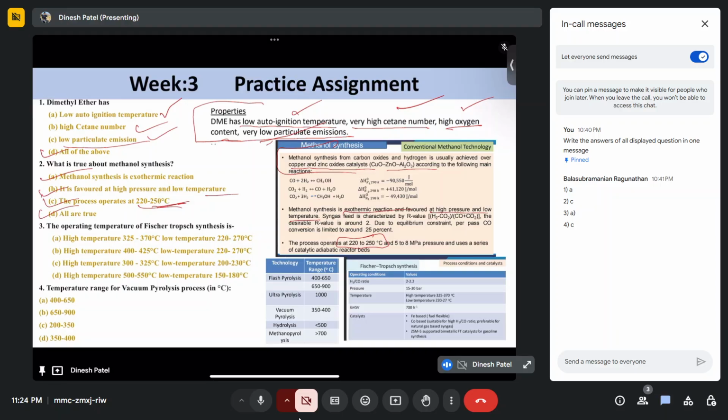The operating temperature of Fischer-Tropsch synthesis is. So you can see this is the Fischer-Tropsch synthesis, and these are the different operating conditions. Here it is asked about the high temperature and low temperature. So you can see 325 to 370, and low temperature, that is 220. There is a correction in the slide. This is 270. So the correct answer is A. Temperature range of vacuum pyrolysis is: you can see there are different types of pyrolysis, and for vacuum pyrolysis the temperature is 350 to 400. Correct answer is D.